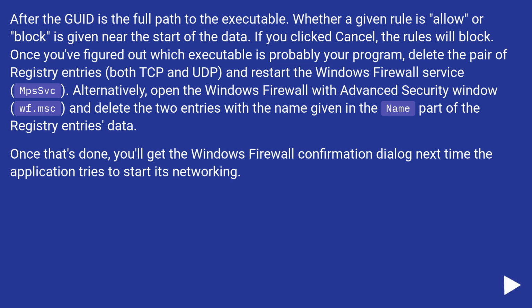Alternatively, open the Windows Firewall with Advanced Security window, wf.msc, and delete the two entries with the name given in the name part of the registry entries data. Once that's done, you'll get the Windows Firewall confirmation dialog next time the application tries to start its networking.